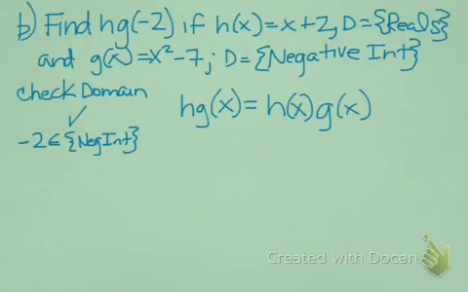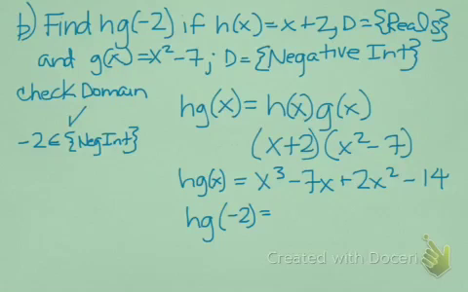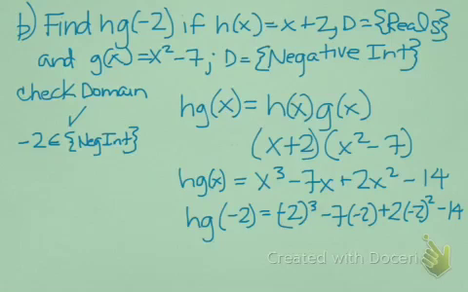So hg of x is the same as h of x times g of x. So we have x plus 2 times x squared minus 7. So when we multiply that out, we get x cubed minus 7x plus 2x squared minus 14. We actually don't have to put it in descending order because we can just plug in the negative 2.